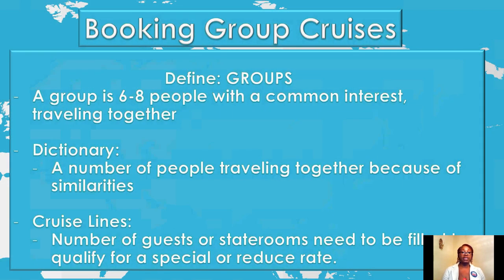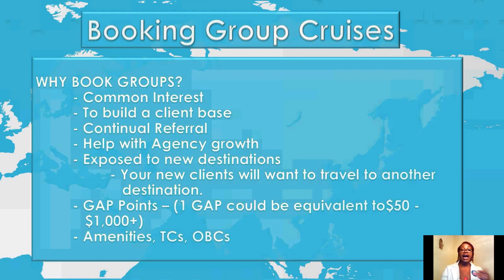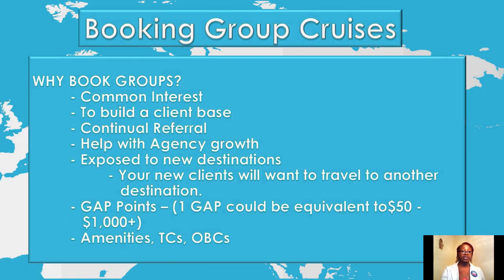So, booking group cruises, defining groups. A group is 6 to 8 people with a common interest traveling together. The dictionary defines a group as a number of people traveling together because of similarities. Well, the cruise lines define groups as the number of guests or staterooms needed to be filled to qualify for specials or reduced rates. So it's very important to understand how to go about it when you're dealing with groups when it comes to cruises.